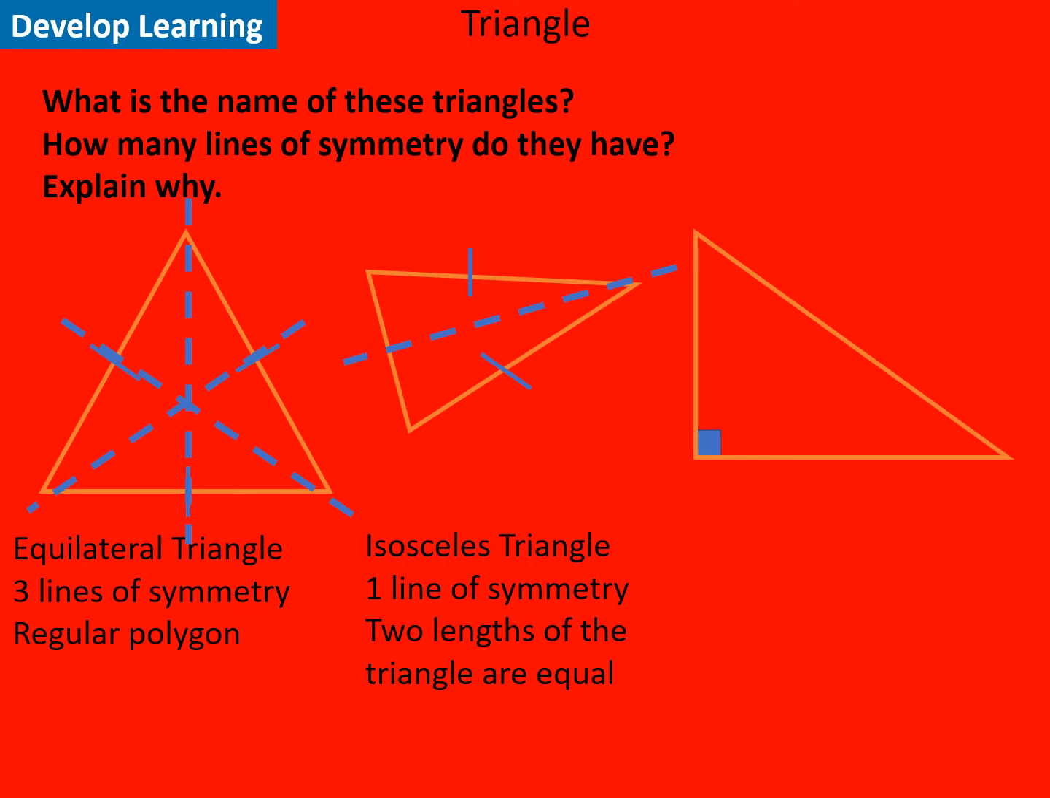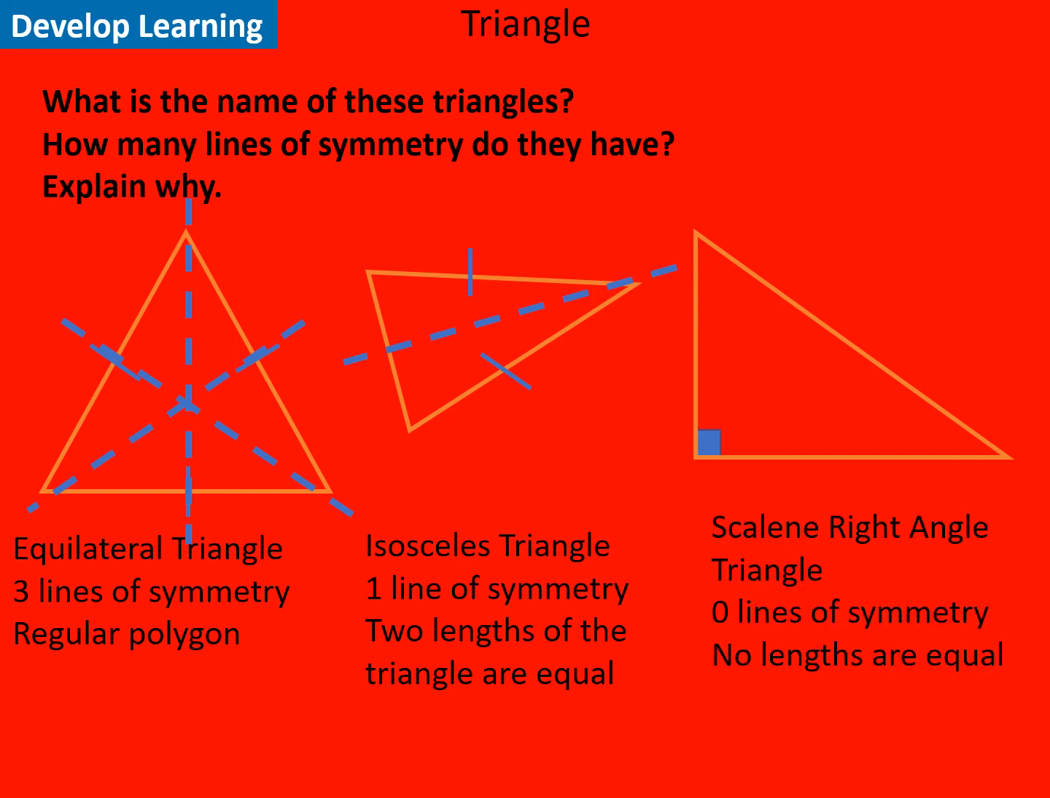Now, the last one would be called a scalene right angle triangle. We can tell it's a right angle triangle because there is a right angle that is highlighted in blue at the bottom left of the shape. But we can also see that the 3 lengths are of different lengths, so therefore it's called scalene. Therefore, there would be no place where the shape can be folded in half and it will divide exactly into 2 halves, so there will be 0 lines of symmetry.